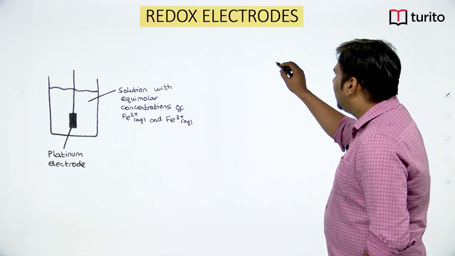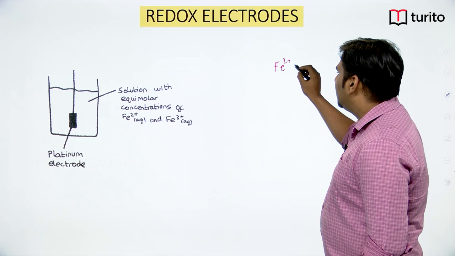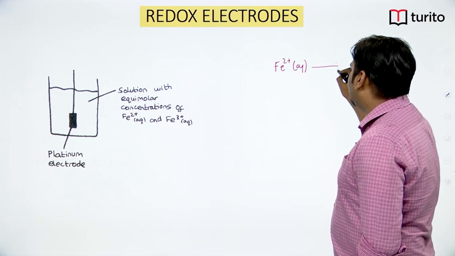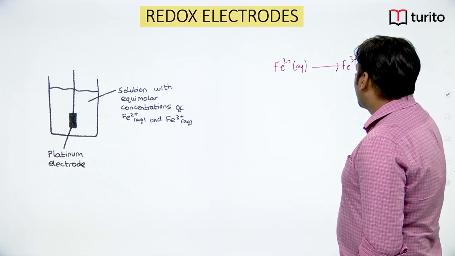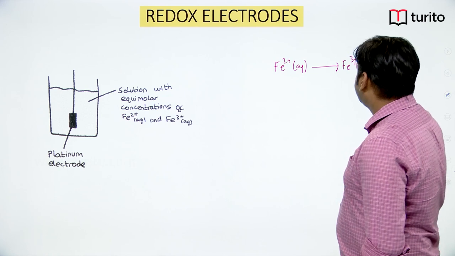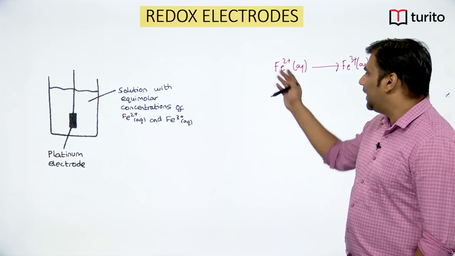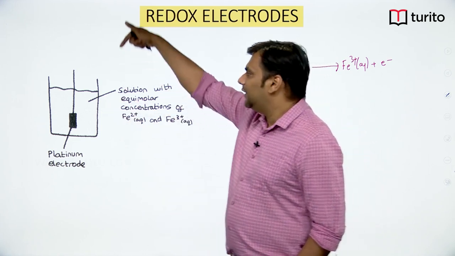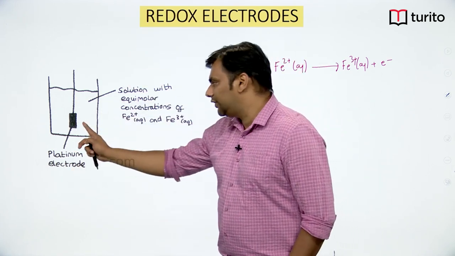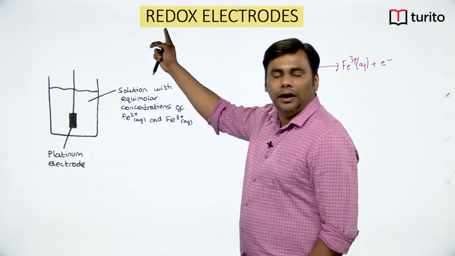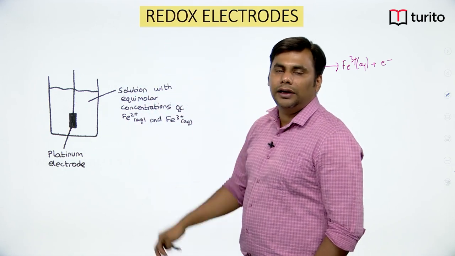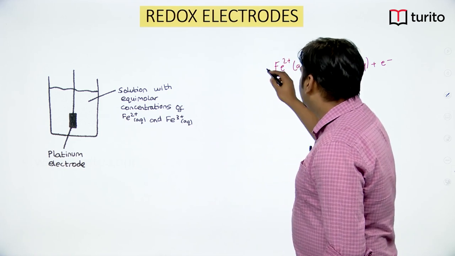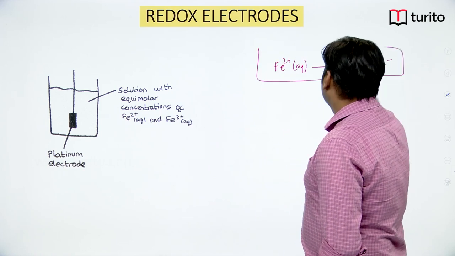Something like this. So, we have taken iron 2 plus, which is getting oxidized into iron 3 plus. Because both of them are in the aqueous solution, both are present in the solution itself. And we have dipped a platinum wire so that when the oxidation happens, the electron can come from this platinum wire into the cathodic half. So, this would represent a redox electrode.